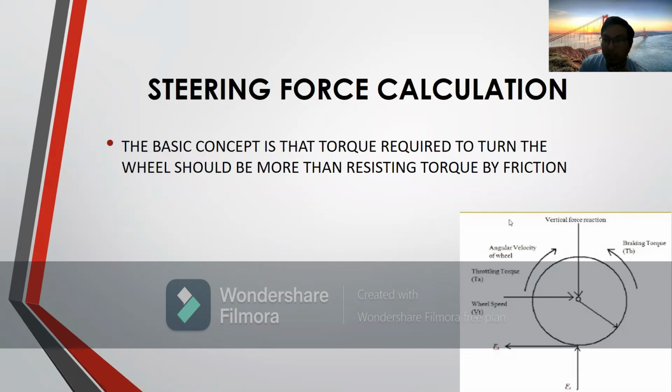I will present the steering force calculation. As we see here in the FBD diagram, we have Fx, Fy, braking torque, throttling torque, wheel speed, and vertical force reaction. The basic concept is that the torque required to turn the wheel should be more than the resisting torque by friction.